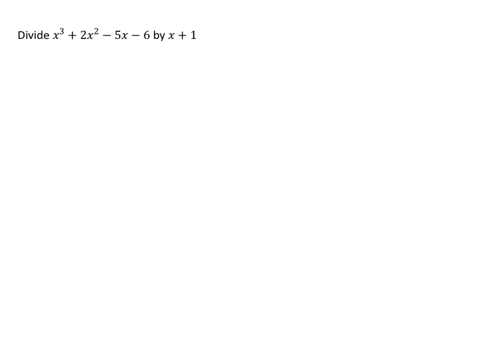So here's your polynomial equation. We're going to divide x cubed plus 2x squared minus 5x minus 6 by x plus 1. So of course the first thing that we'll do is write this out. And then I approach this the same way. X goes into x cubed how many times? X squared times. So now I multiply. X squared times x is x cubed. And then x squared times 1 is x squared.